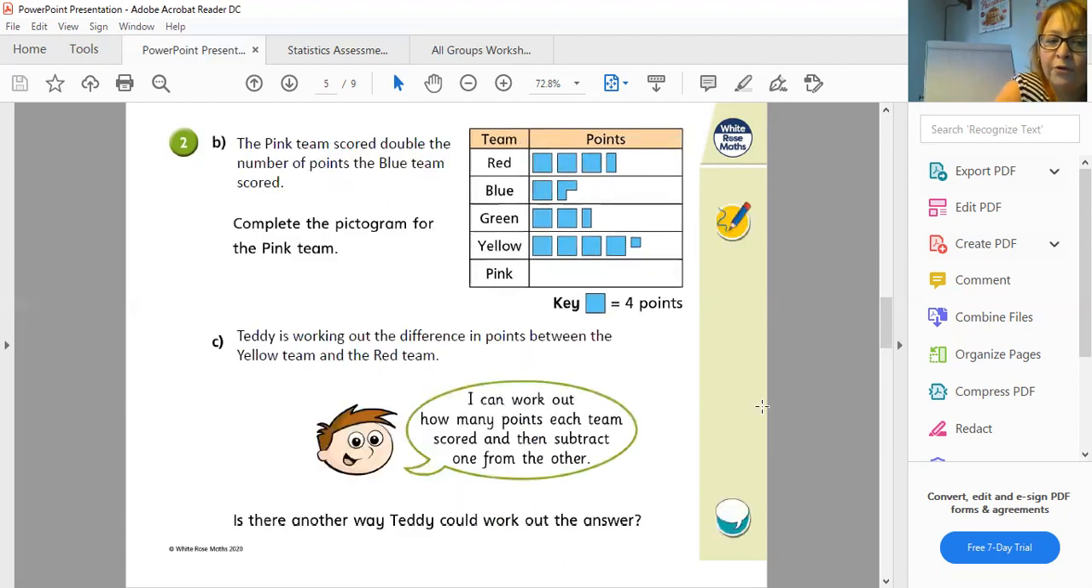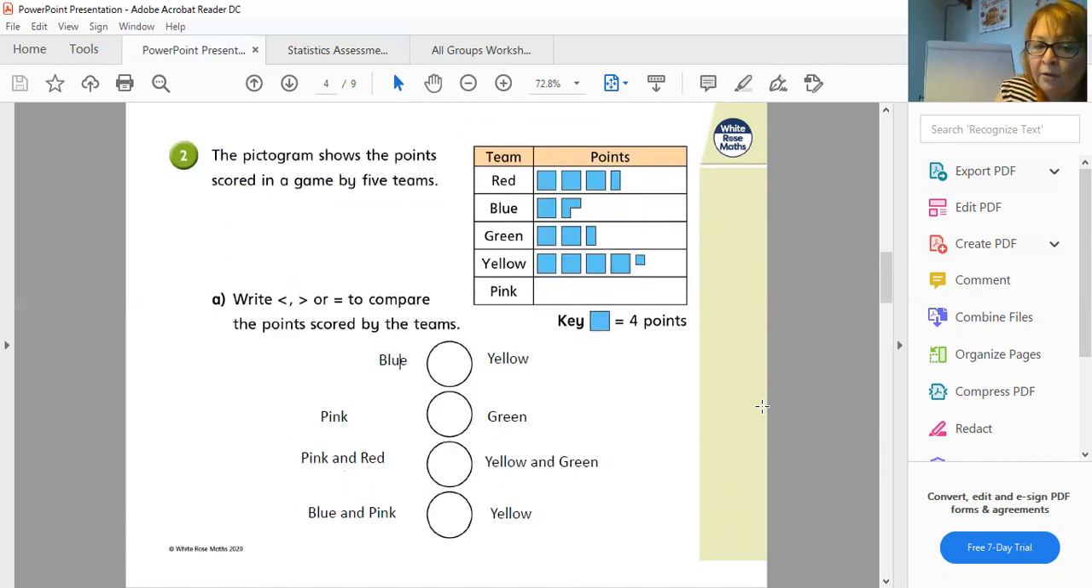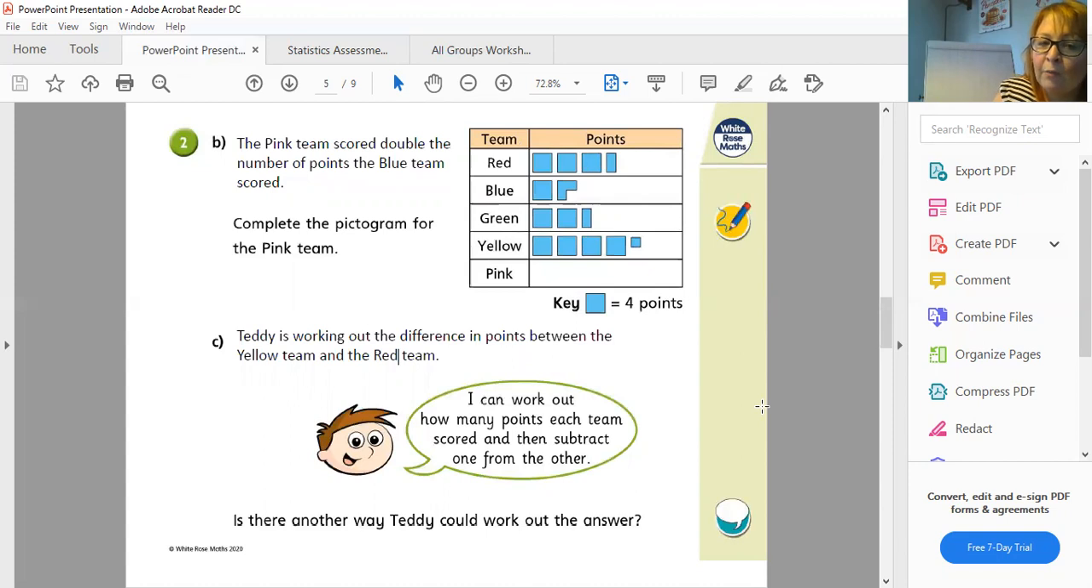Okay, it says complete the pictogram for the pink team. So on here, you're basing it that there's nothing there. They didn't score it. But then we're going to go down and we're going to fill a bit more information in on the sheet. So again, fill in the red, the blue, the green, the yellow. And then it says the pink team scored double the number of points that the blue team scored. Complete the pictogram for the pink team. Okay, so you've got to draw it on properly.